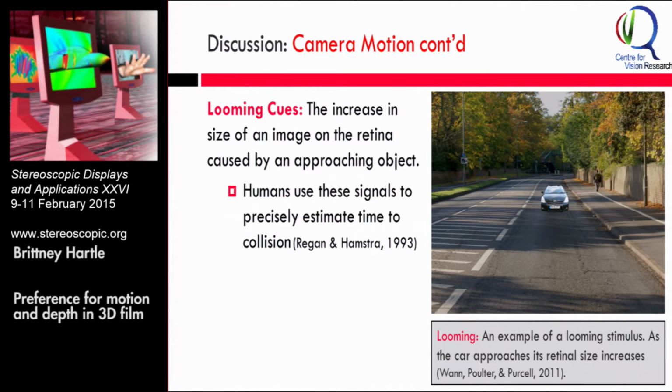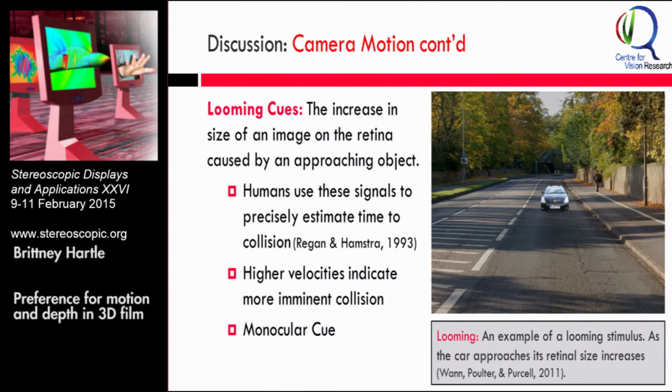And of course, the higher the velocity of those objects, the much more imminent that collision is going to be, and the much more salient that information is going to be to an observer. Now, one thing that's actually unique about looming cues is because they're defined by that change in size of the retinal image, they're actually a monocular cue. That is, they only depend on the information from one eye.